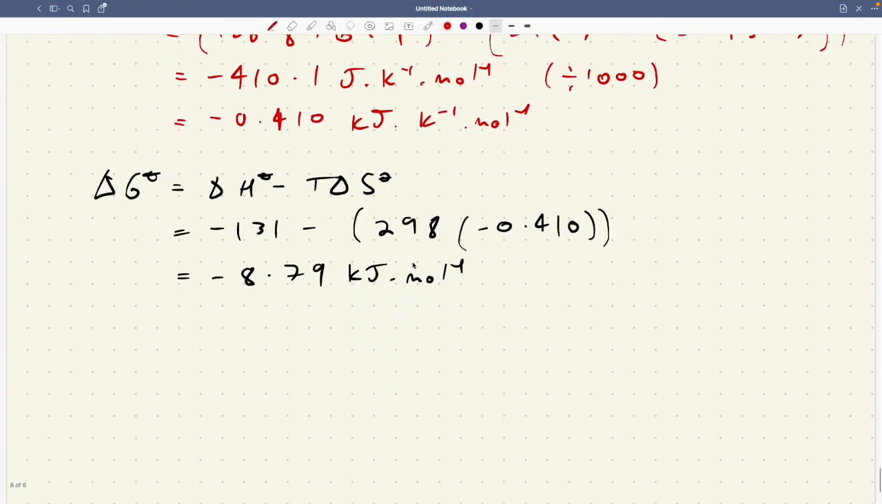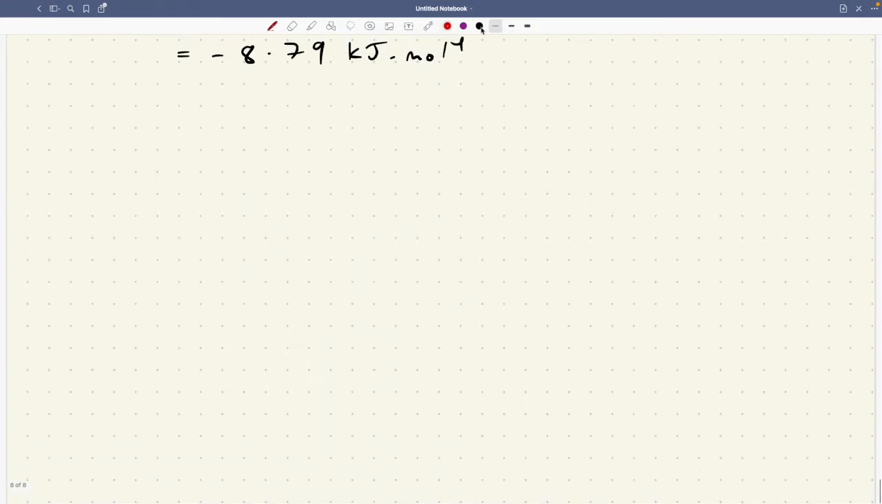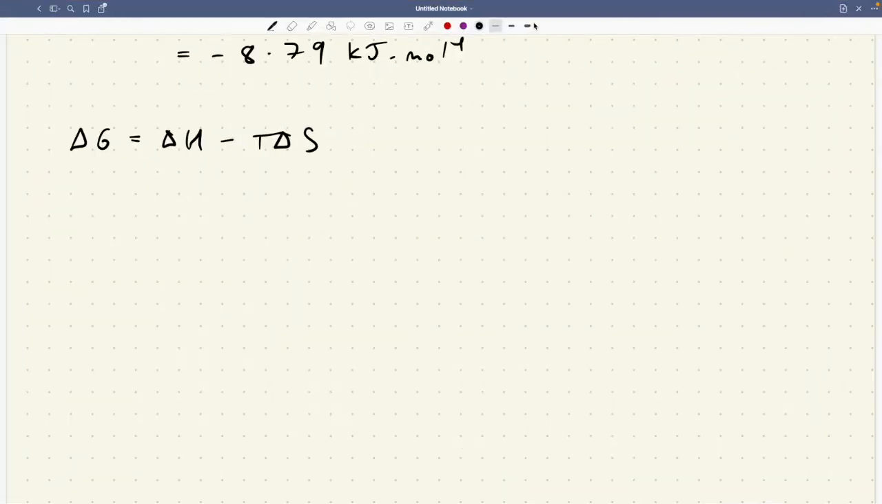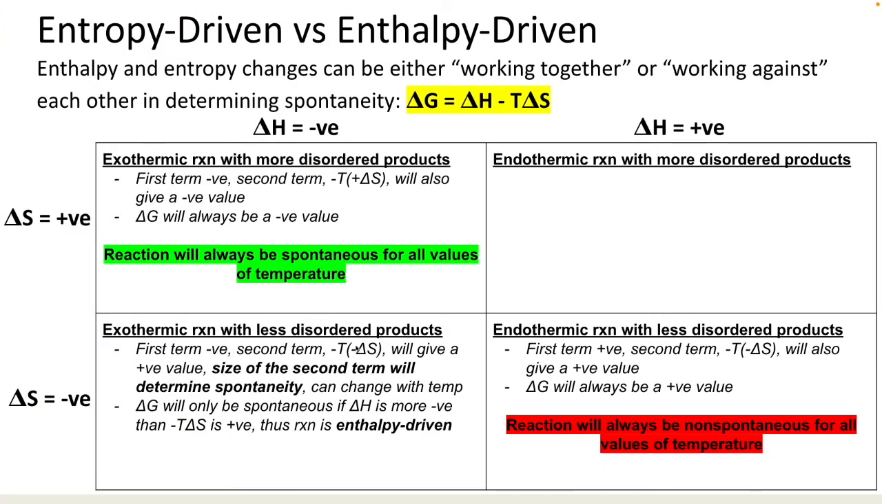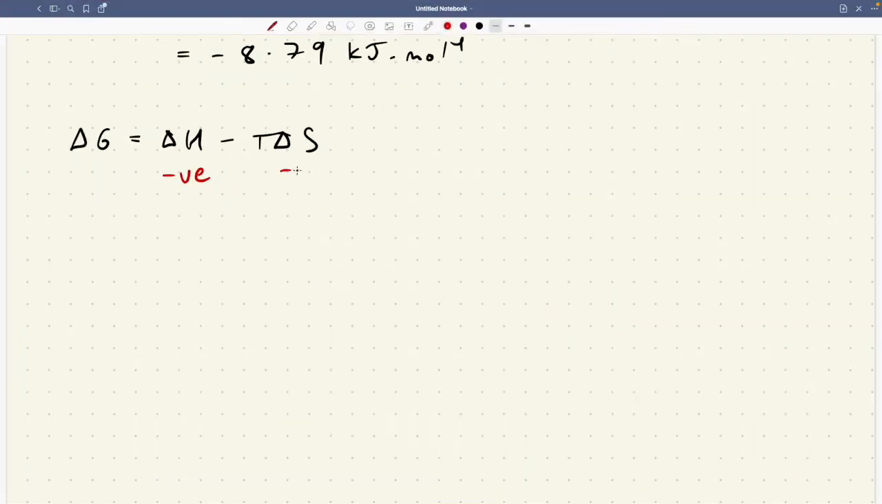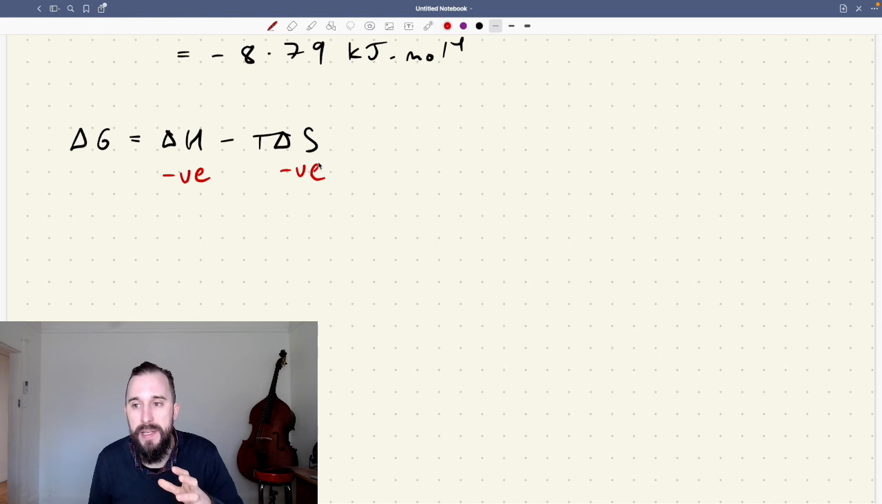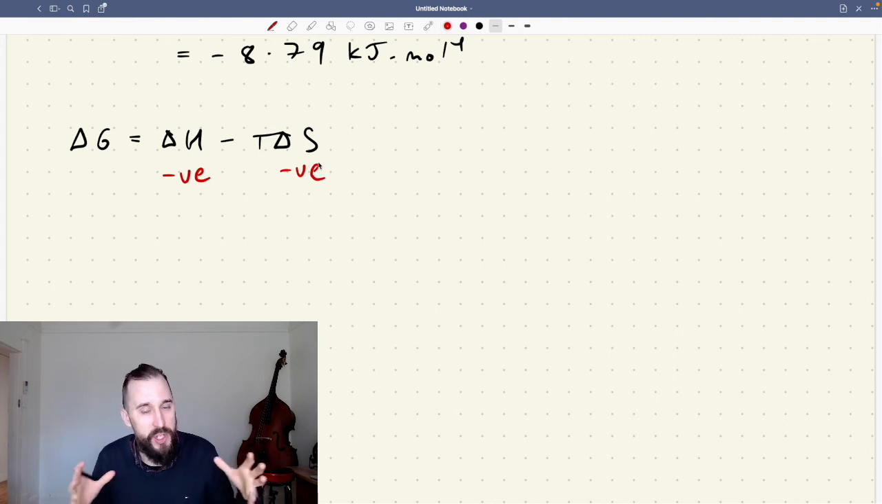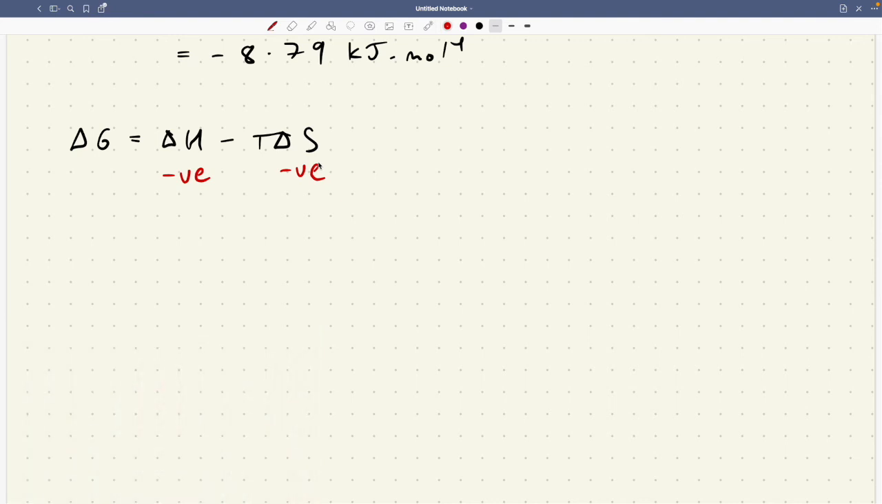I'm going to go back over here, on our page. So let's say we have delta G equals delta H minus T delta S. We've said that we have an exothermic reaction, so we have a negative value here, and we're creating less disordered products, so we have a negative value there. So our reaction is not increasing entropy, but our enthalpy change is increasing entropy. So they're working counterproductively, maybe, is a word to use.